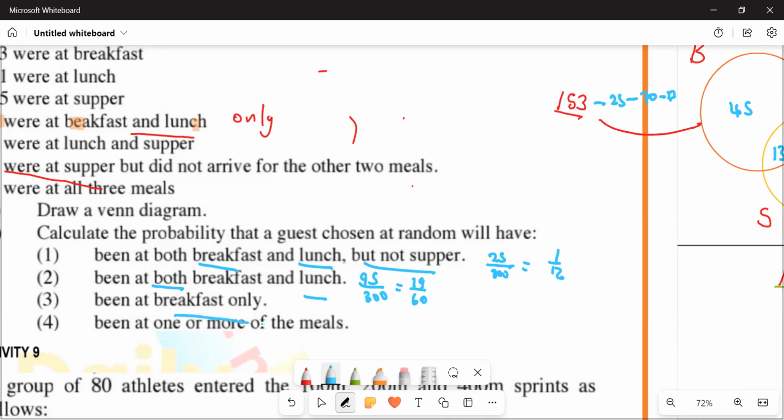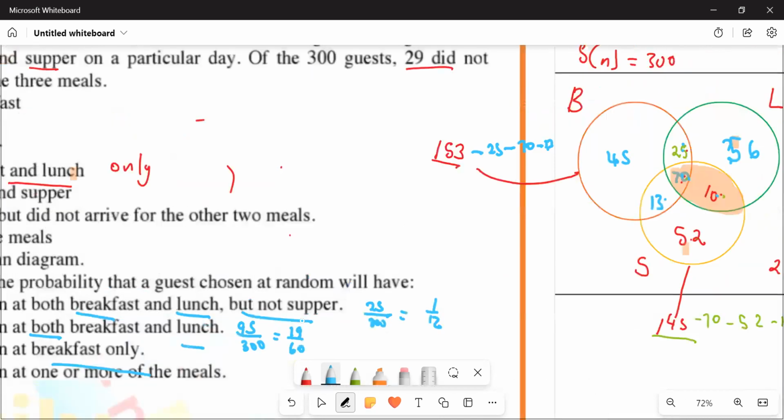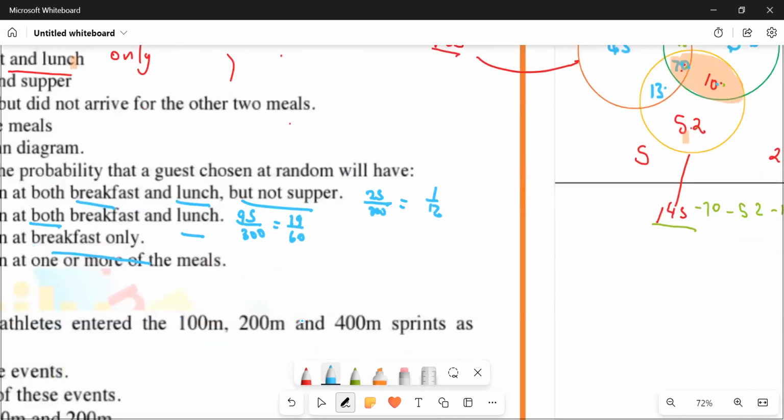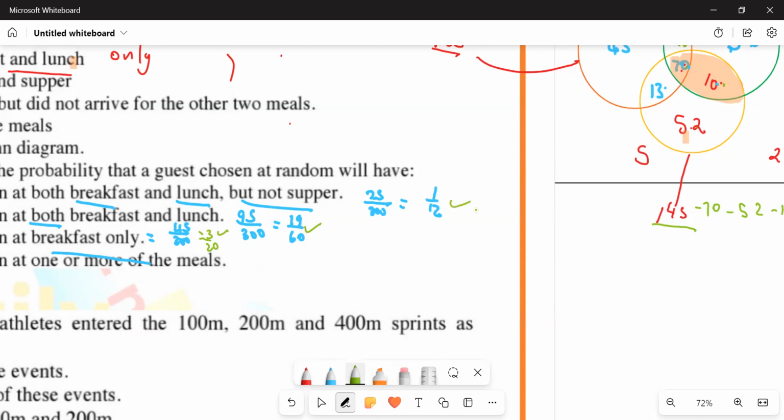Would have been at breakfast only. Let's check breakfast only. How many are at breakfast only? It's 45 over 300, and the answer here is 3 over 20. You get 1 mark here, 1 mark here, and also 1 mark here.